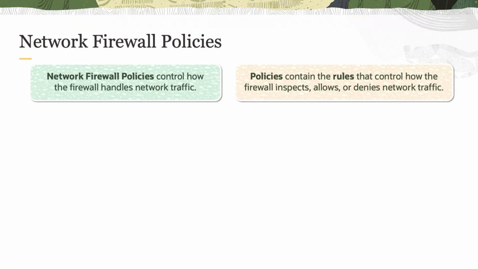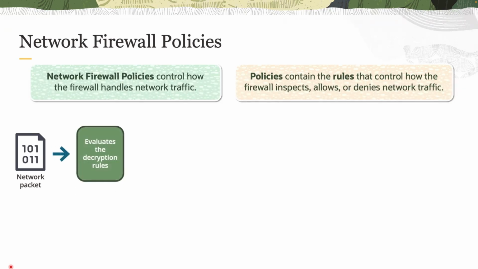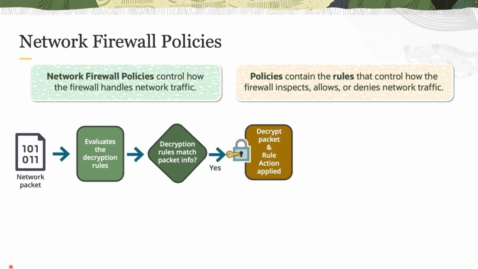Now we will look at the workflow to see how these rules are applied on incoming packets. First, it evaluates the decryption rules in priority order. When a decryption rule matches the packet information, the firewall will decrypt the packet using the decryption profile and the specified rule action. When a rule action is applied, the firewall does not evaluate any additional decryption rules. The packet is then forwarded for security rule evaluation.